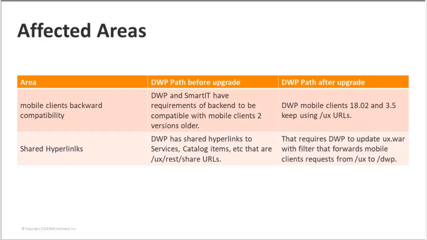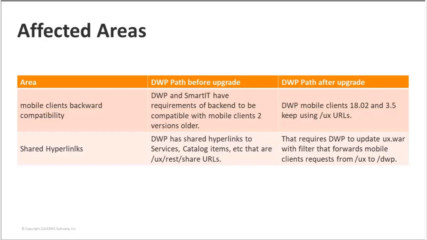Last affected area, this is the one I just talked about, the mobile client backward compatibility. We do guarantee that backward compatibility to two previous versions. So if you are doing an upgrade to 1805 and if you are on 3.5 or 1802, you could still use the existing mobile application and it will continue to work. However, if you are looking for any new features which are delivered as part of 1805, those won't be available in the older version of the app, right? To get that, you will have to upgrade the mobile app as well, to the latest version.